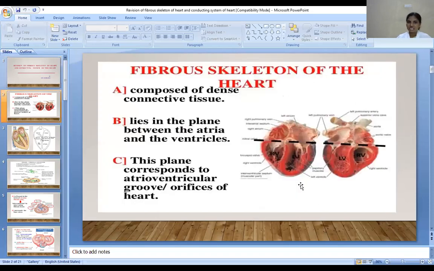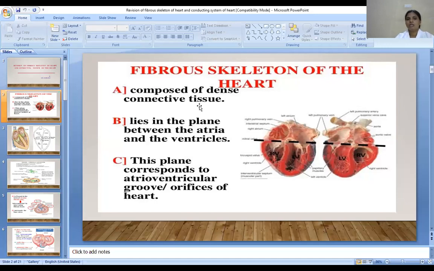See, fibrous skeleton. Actually, the name given is skeleton. So, skeleton means it refers to the bone. So, what type of fibrous structure here? It is giving a structural support to the heart. It is a collagenous tissue. So, in what way it is giving structural support? By forming different rings. So, first you see what kind of fibrous tissue. It is a dense connective tissue.